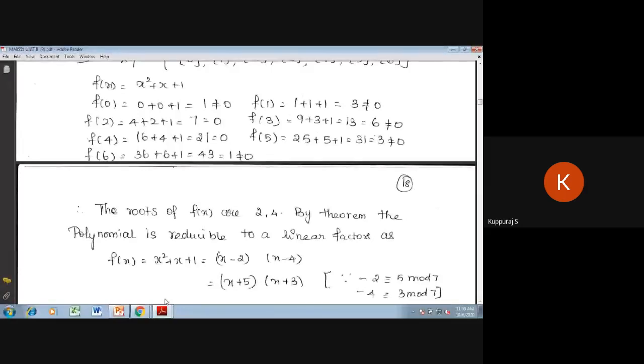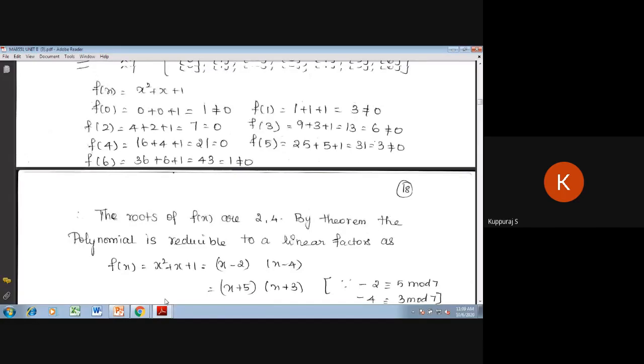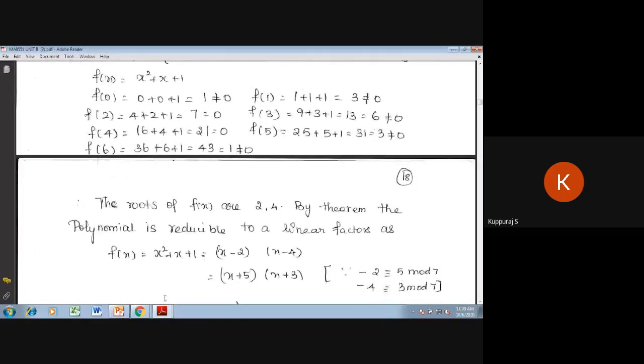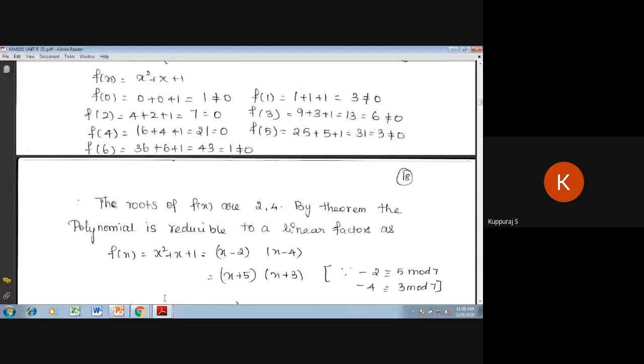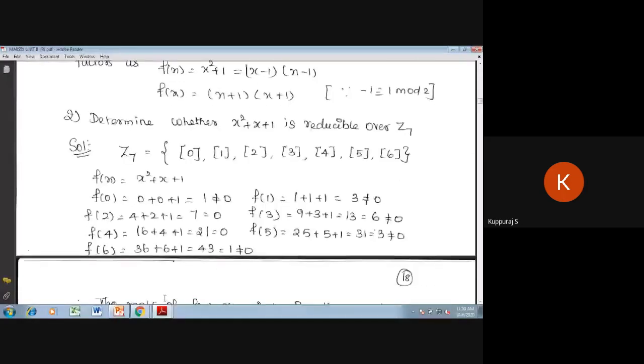Actually, the coefficients of the indeterminate x and the constant term belong to Z7. So x square plus x plus 1 was expressed as x plus 5 into x plus 3. Therefore, the given polynomial is reducible over Z7.